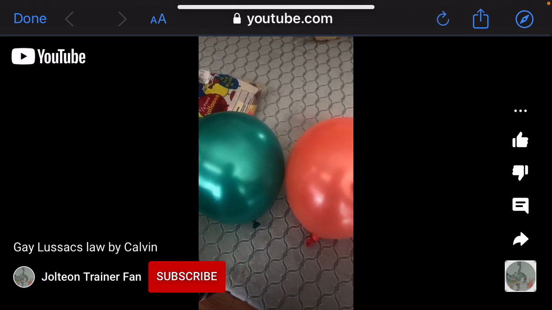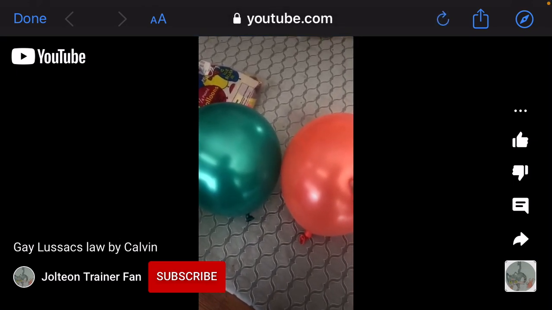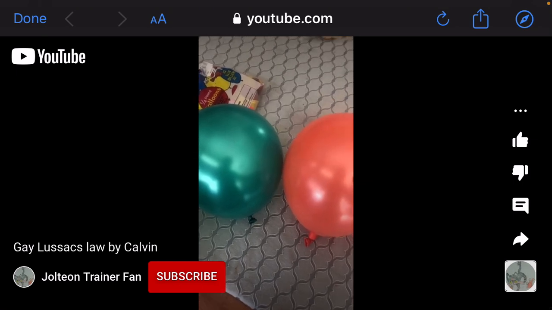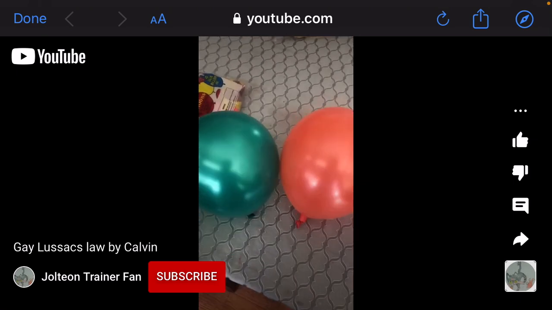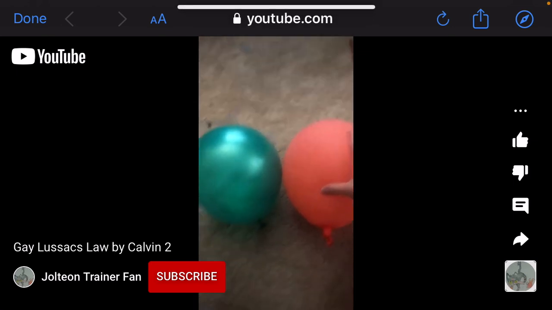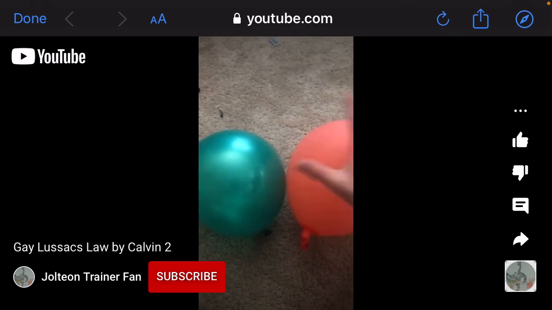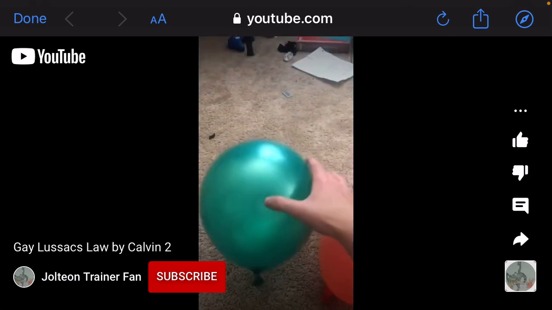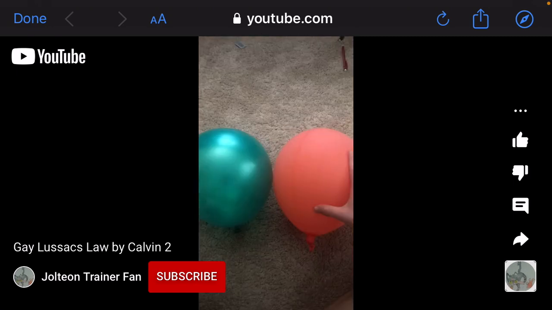This is Gay-Lussac's law, and I'm going to put the green balloon in the freezer and compare the two after it's frozen. Here's part two. These are how the balloons look now. The green one is noticeably smaller, and it's see-through. I don't know if it was before. So for that experiment, I put the green balloon in a freezer and the red balloon out of the freezer, and the green balloon shrunk and the red balloon stayed the same.